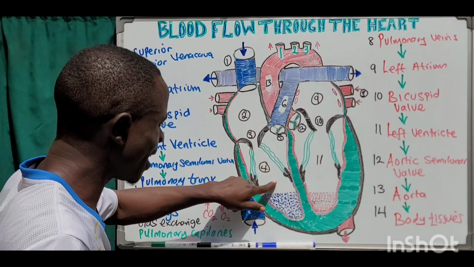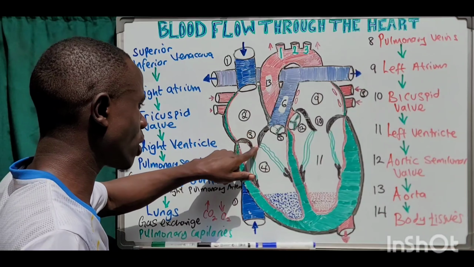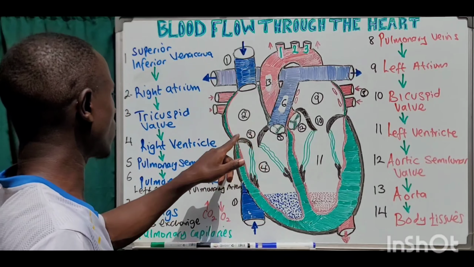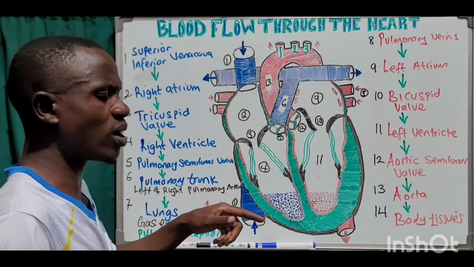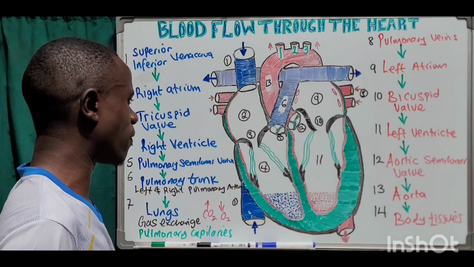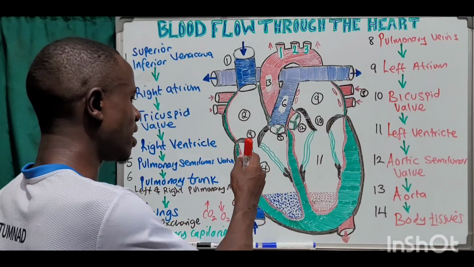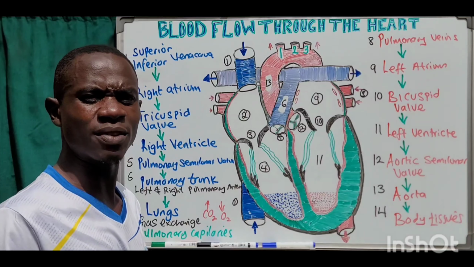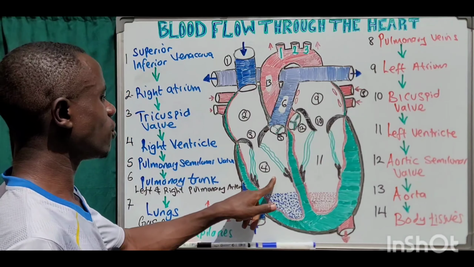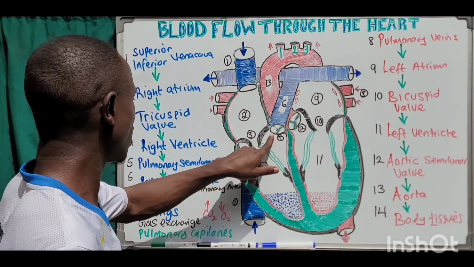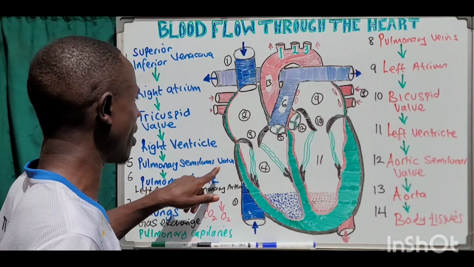But before this blood enters this chamber, we have these structures that have to open. These structures are what we call the tricuspid valve, or what we call the right atrioventricular valve. Once they open, this blood will flow into what we call the right ventricle. This right ventricle will squeeze like it has never squeezed before, and then this blood will hit these other structures, which we are calling the pulmonary semilunar valve.